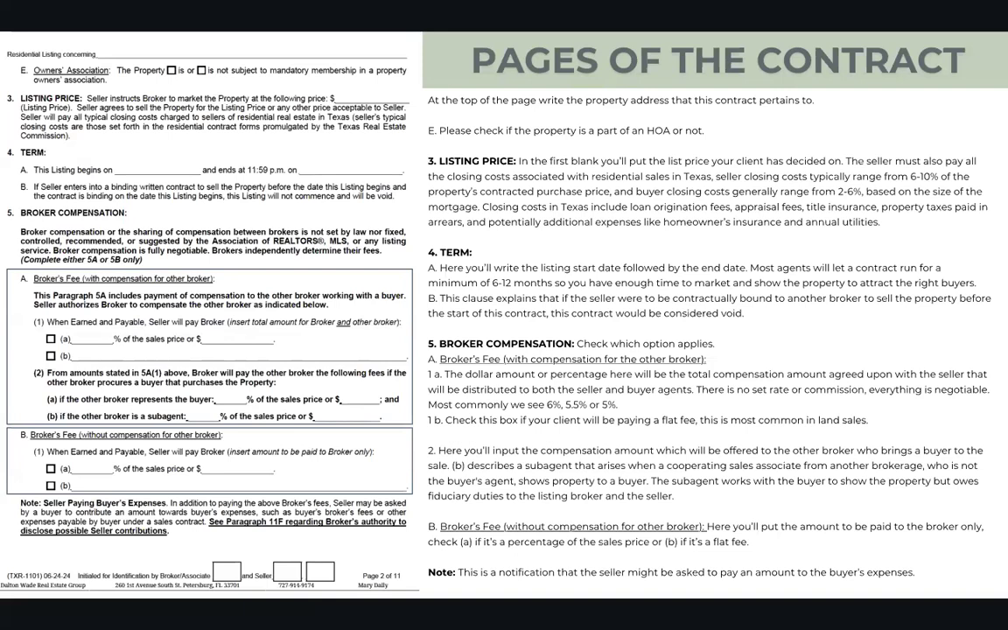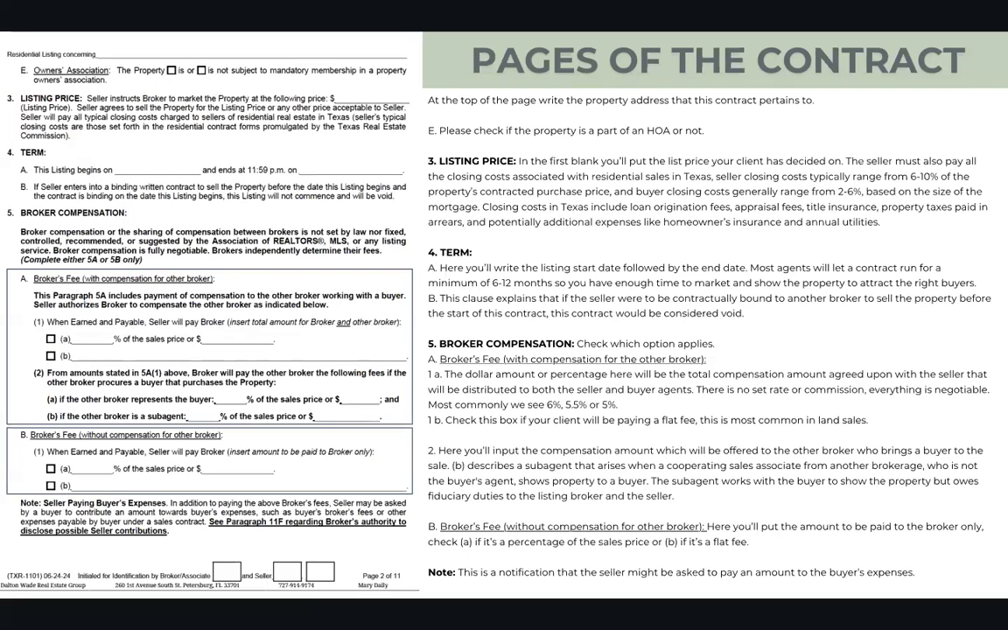Number 5 is broker compensation. So you'll check which option applies. A, the broker's fee with compensation for the other broker. So if the seller is going to pay a cooperating broker fee, the dollar amount or percentage will go in 1A. So that would be the total compensation amount agreed upon with the seller that will be distributed to both the seller and buyer agents.